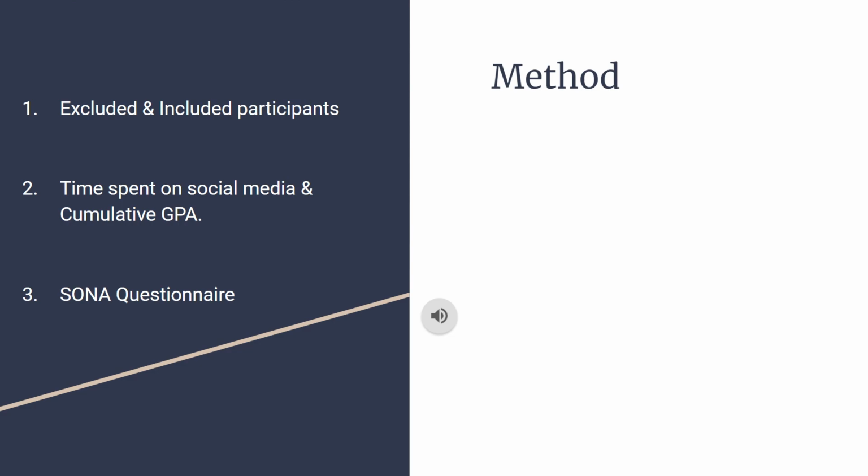The measures that we used to assess our variables were the time actively spent on social media, which was measured in hours per day. The next measure was grade point average, the cumulative grade point average, which was on a 4.0 scale.